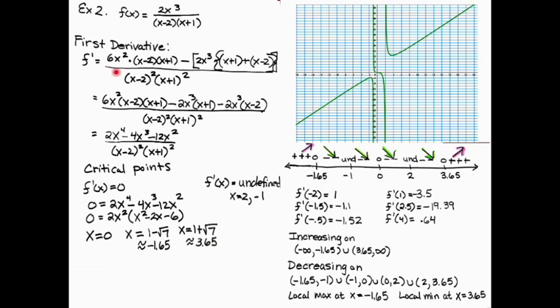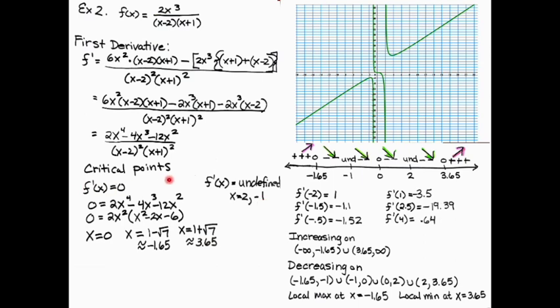So the critical values are what makes the derivative 0 or undefined. Looking at this first, the places where the derivative is undefined is where the values of x make that denominator 0. So that's going to be 2 and negative 1.